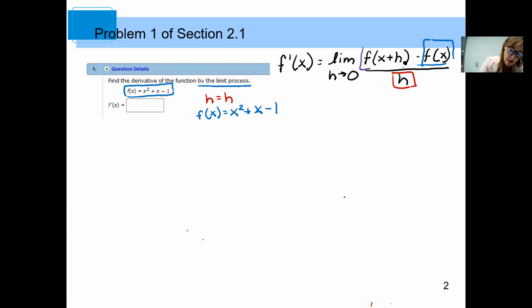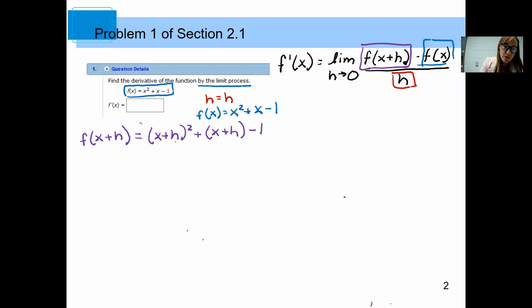And then we have this f of x plus h in our definition, and that part usually requires a little bit more work. So I'm going to go ahead and do this on the side. Let's look at what is f of x plus h. I'm going to input the quantity x plus h in for x, so that gives me x plus h squared plus x plus h minus 1.